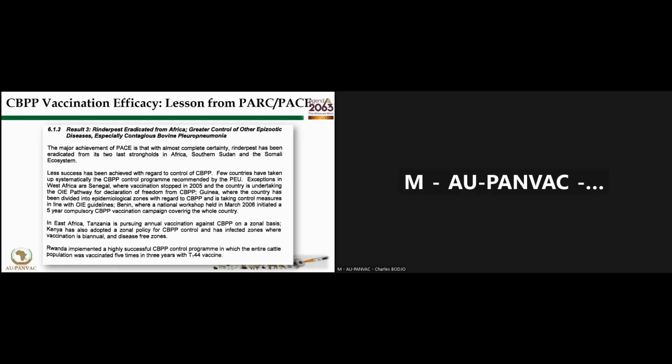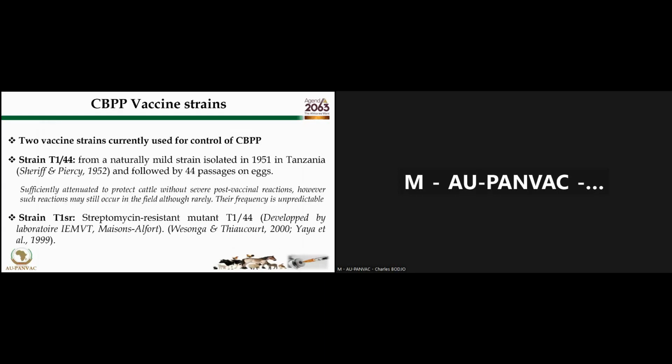So once the vaccination is well conducted with appropriate coverage, it's possible to control CBPP based on this information. The same also happened in Rwanda, where after putting a CBPP vaccination program in place, they were able to control CBPP appropriately in the country.